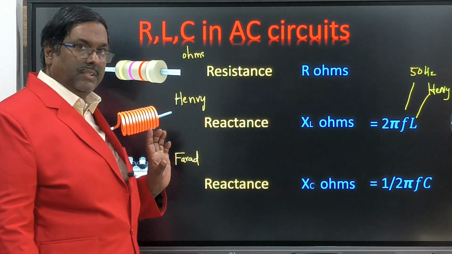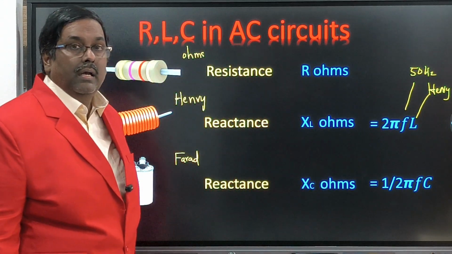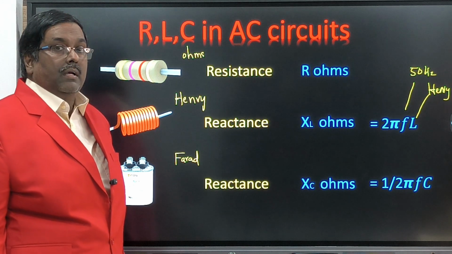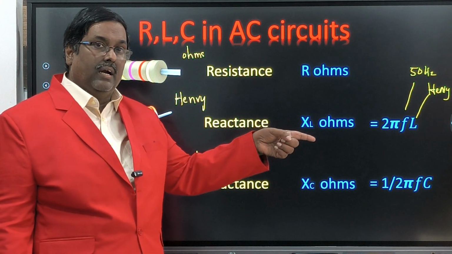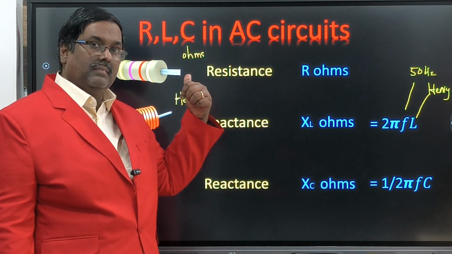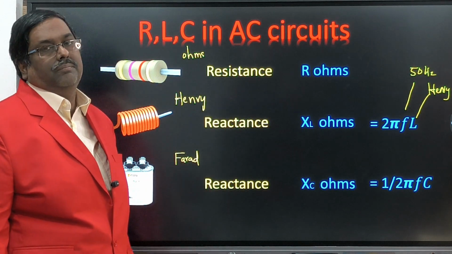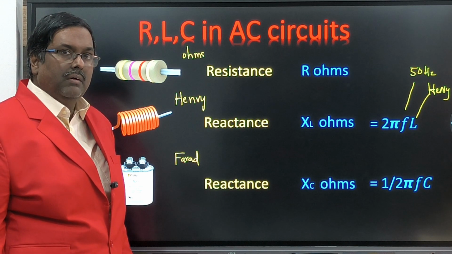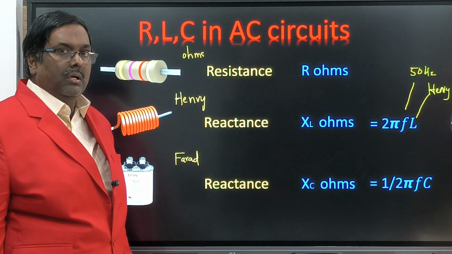So now you see, the inductor Henry will not change, but the frequency is very, very important. If our 50 cycle frequency shifts to 60, this reactance will vary. If you increase the frequency to 100, then the reactance will increase. So it is directly proportional to the frequency. The inductive reactance is directly proportional to the frequency. But we are not going to change the frequency, so we don't bother about that.